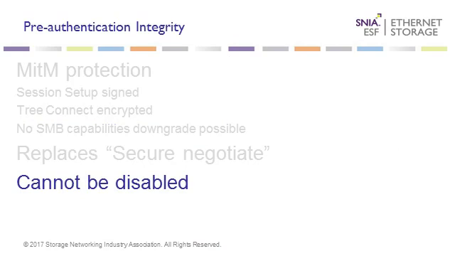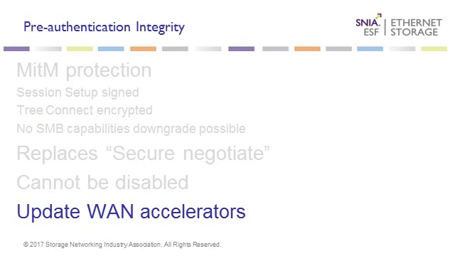So you can't disable pre-authentication integrity, and it's starting in Windows 10. And this is a Windows-specific implementation. It could be different if somebody was running a licensed or third-party version of SMB. You can't disable Secure Negotiate either anymore. And there's really only one major downside to this: if you use any sort of WAN devices which shape SMB traffic, and there's a variety of them out there, they typically have to be updated with newer firmware or software to understand this behavior.